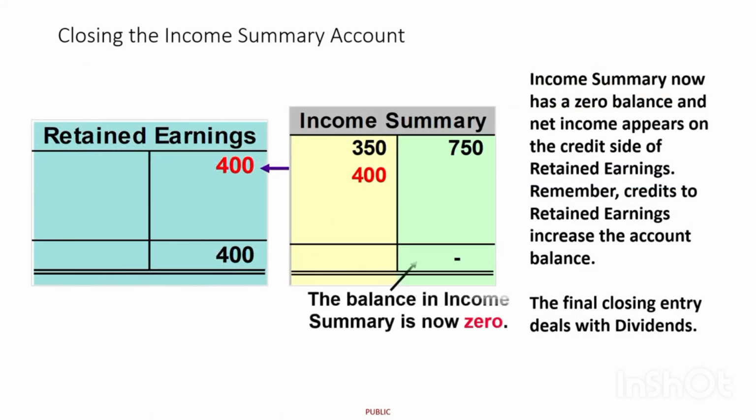So closing the income summary account. So retained earnings is 400. In income summary, previous retained earnings is 350. Now we have 400, so both are equal to 750. The balance in income summary is now 0. So the income summary now has a 0 balance and net income appears on the credit side of retained earnings. So remember, credits to retained earnings increase the account balance.